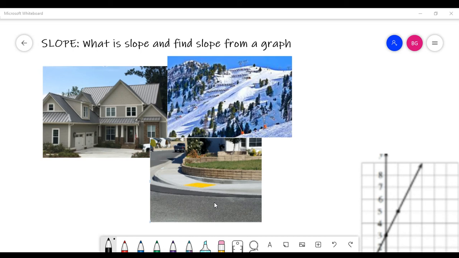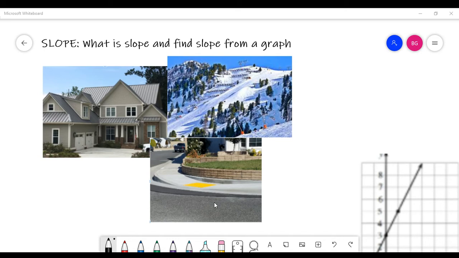Okay, so today we're going to talk about slope. We're going to talk about what slope is, and how to find slope from a graph. So a few examples of what slope is and where slope happens in the real world. Slope occurs when you think about the roof of your house. It means how steep it is. They measure the roof of your house by finding the slope.